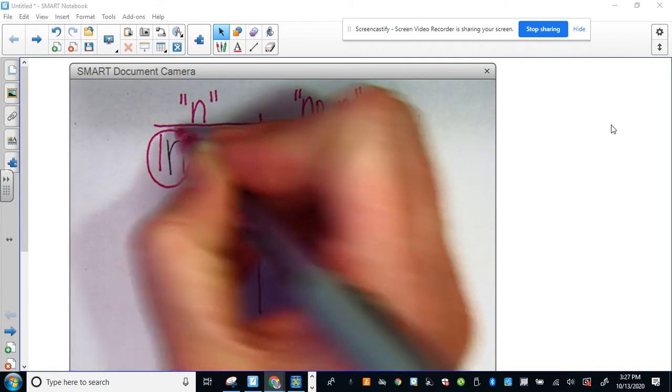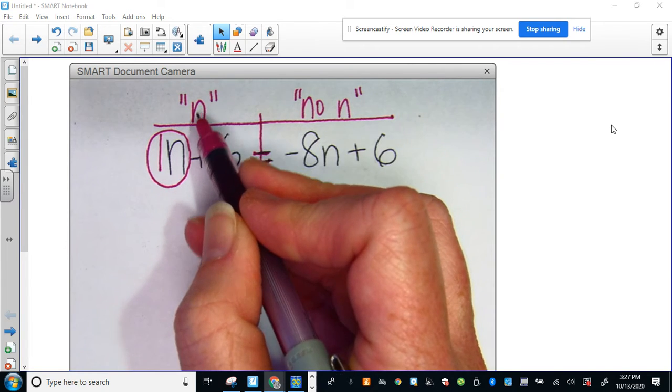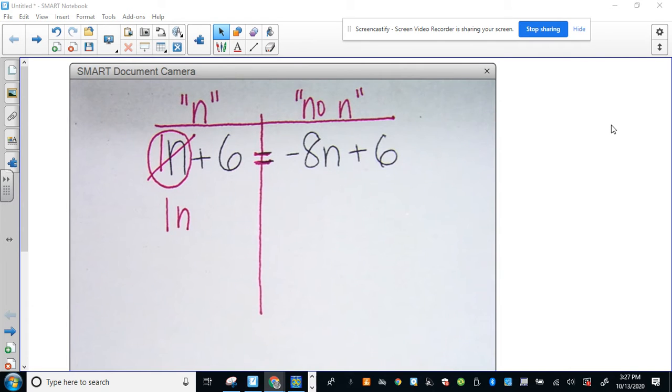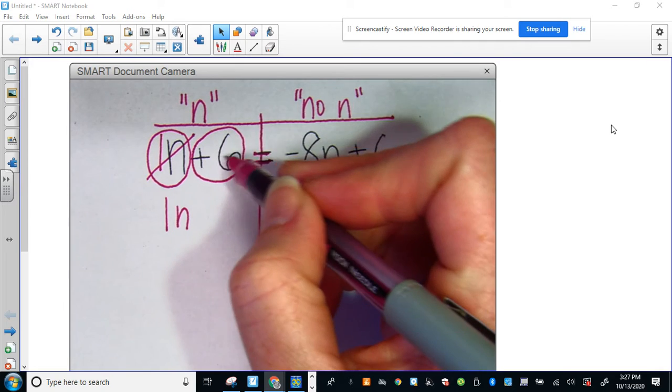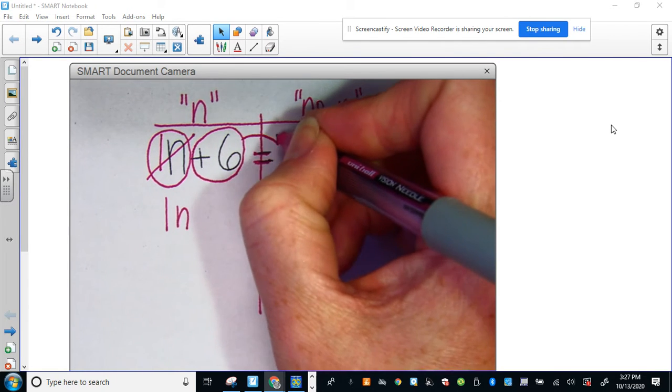So we're going to start with 1n. 1n obviously has an n, so it gets to stay on this side with the n's. So now we've decided that one. Then we have a plus 6. Plus 6 does not have an n. That means it has to travel over here to the other side.